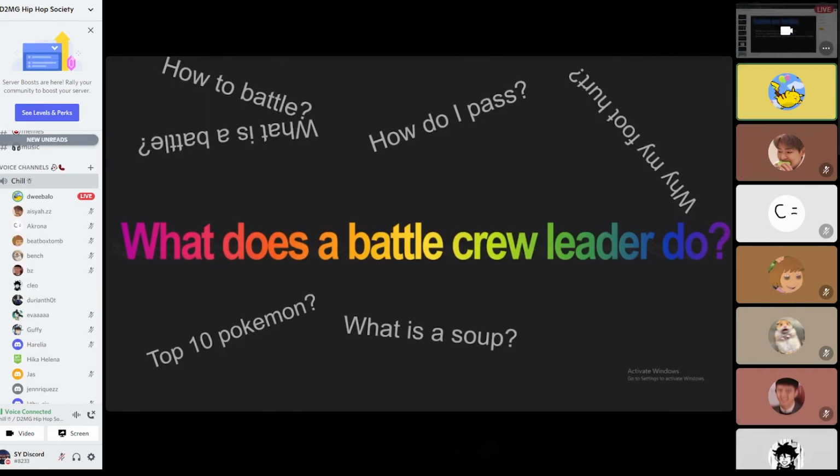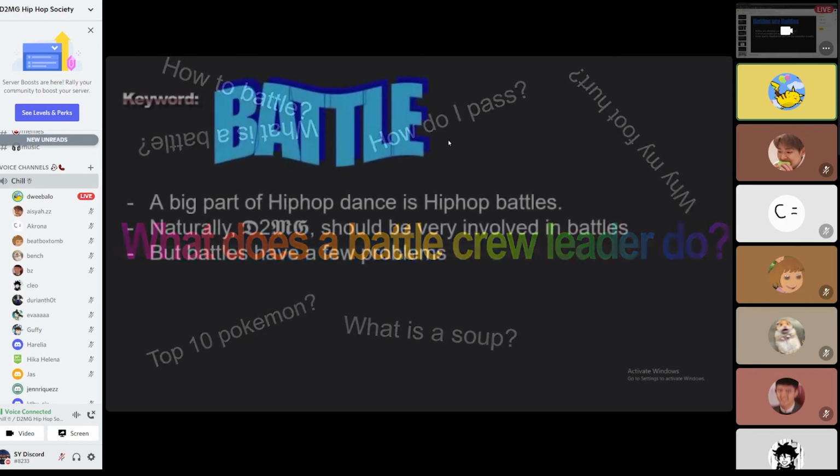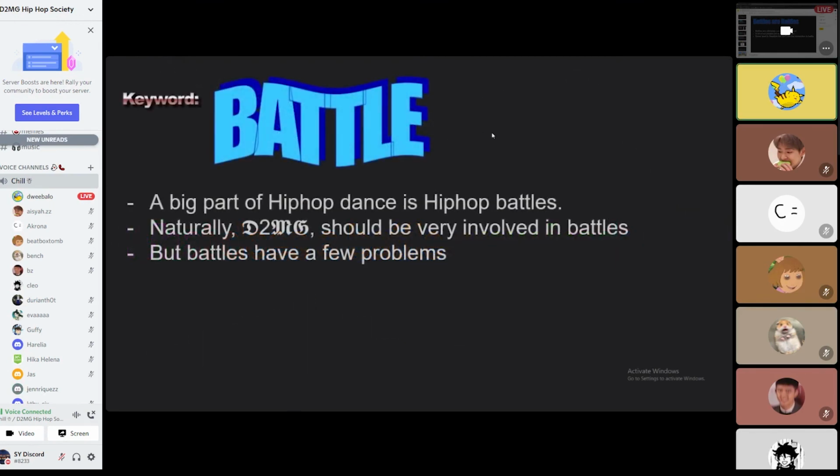Okay, so I was battle crew leader for this year. I want to run through exactly what the goals are, and then I'll talk about exactly what we're doing. So first up, a transition. The keyword is battle here today, and I think that's what we're mostly talking about. I think everyone here already has a decent understanding of what a battle is and how it relates to hip hop. Definitely a big part of the whole thing.